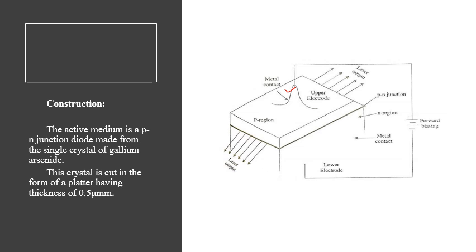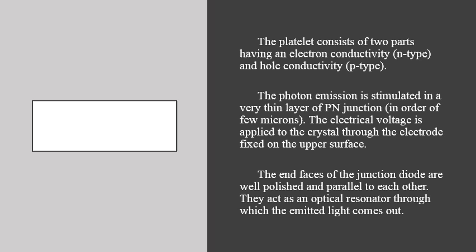Now, the laser output comes from the sides on forward biasing. As this part consists of p-type and n-type, the photon emission is stimulated in a thin layer of the p-n junction, which is of the order of a few microns.